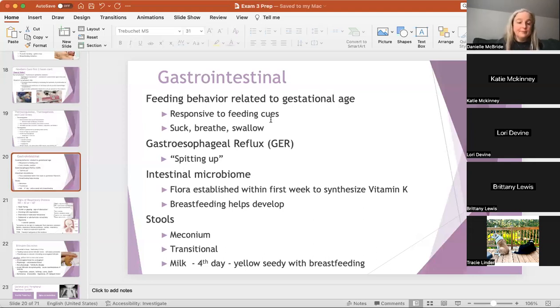Yep. Okay. So meconium is that dark, thick, sticky. Transitional is kind of loose, brownish, greenish. And then we get to yellow seedy, usually by day 4, because the milk comes in usually around day 3. And so with our breastfed baby, they're getting the colostrum, and then the milk comes in and the stool is transitioning. And so then once the milk comes in, we get that yellow seedy, and it's like a mustard color.